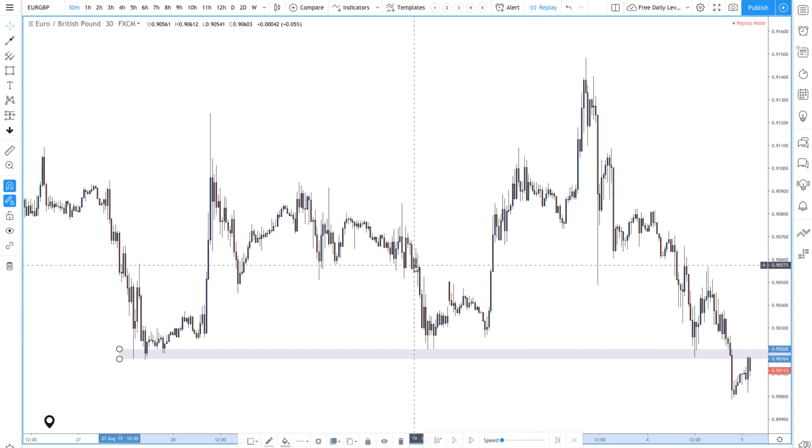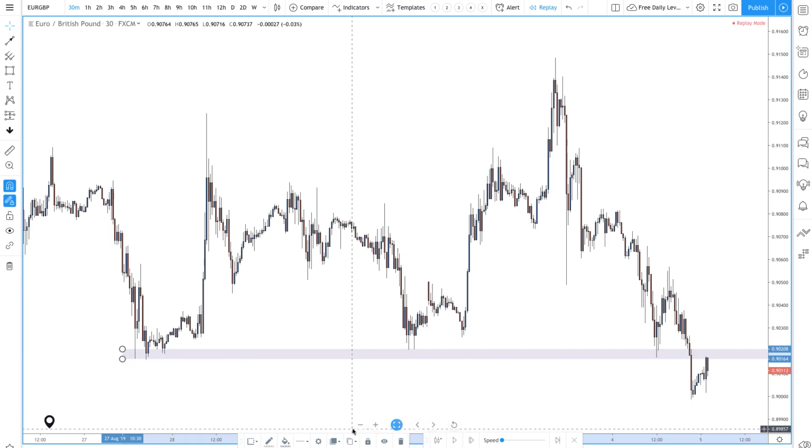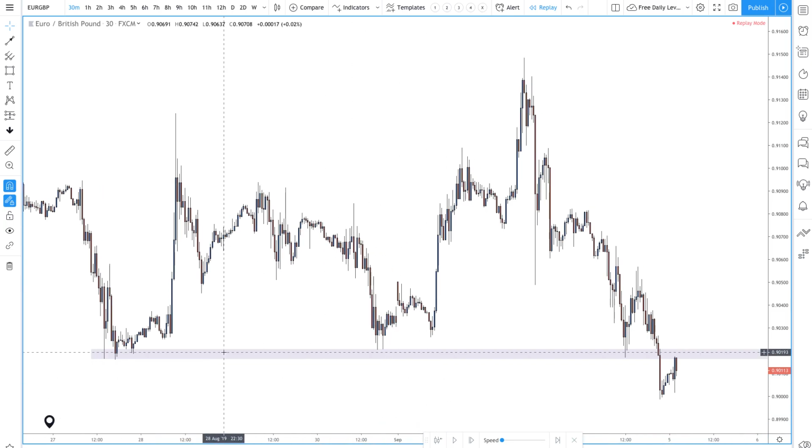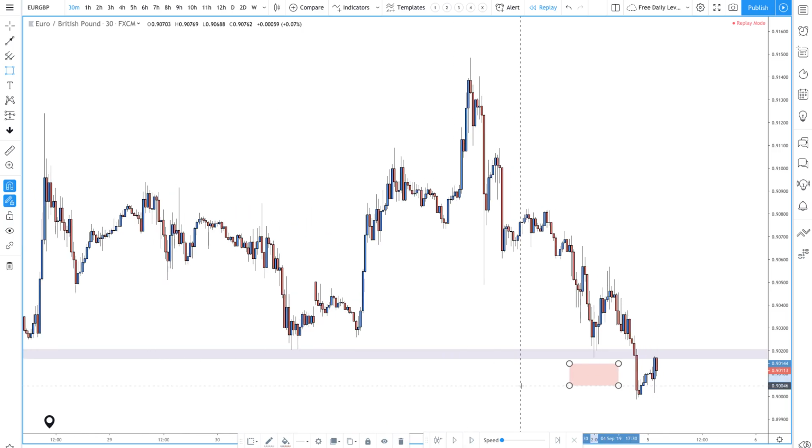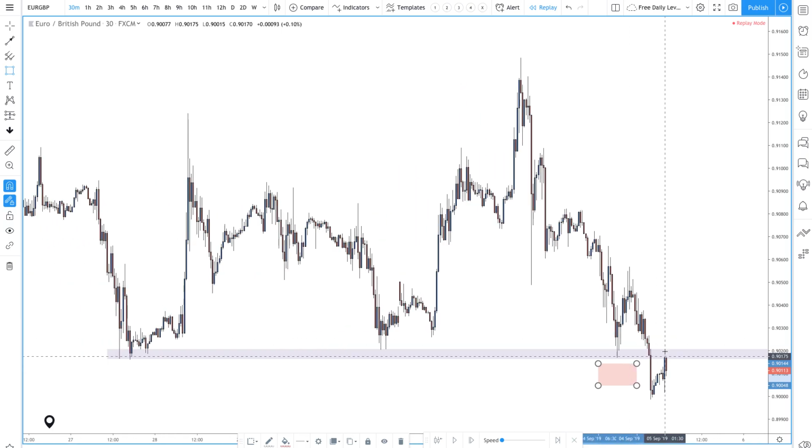So here's a setup on the Euro British Pound, again on a 30-minute chart, and what we've got is a nice setup here, right? Level's been touched several times. It looks like prices are going to the upside. Stop losses are where? Placed below the market, right here. And then what we're looking to do is get involved in price action to the upside.